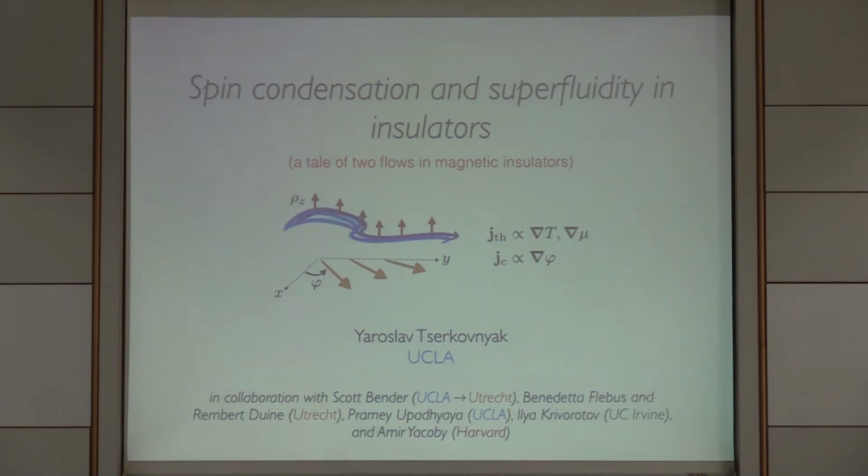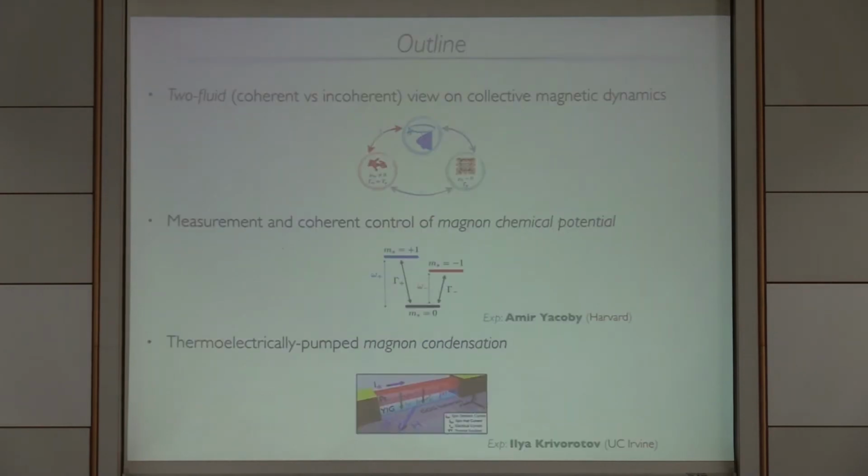All right, so that's a tale of two types of spin flows. Incoherent type of spin flow that could be driven by thermal gradients, so the gradients in the chemical potential, and a superfluid-like spin flow that is driven by the gradients in the coherent phase. So it's just a little advertisement, but of course I will elaborate on what exactly I mean.